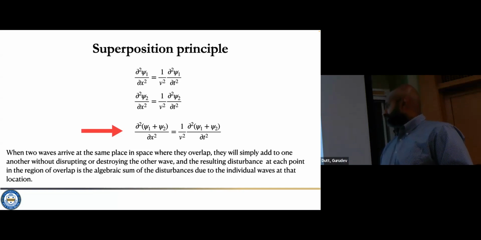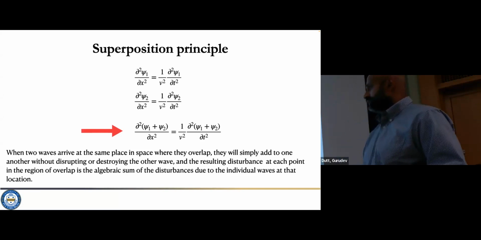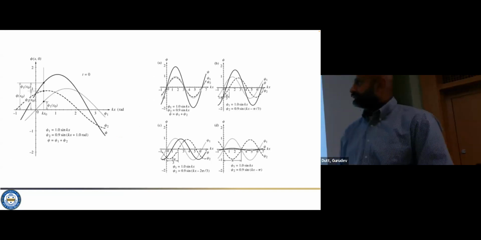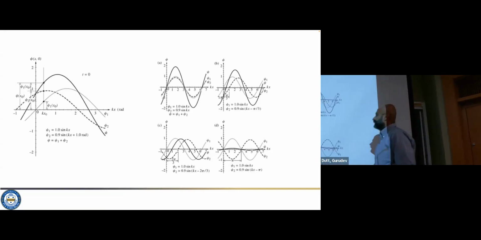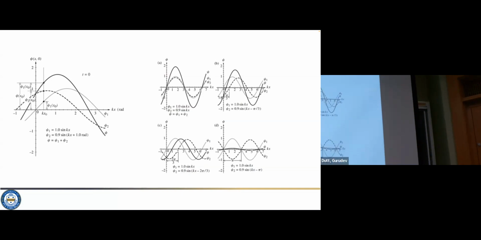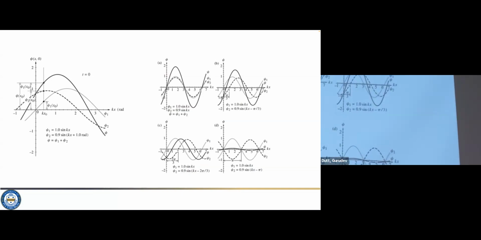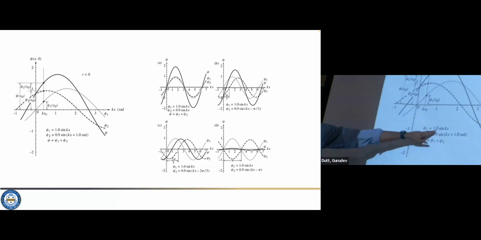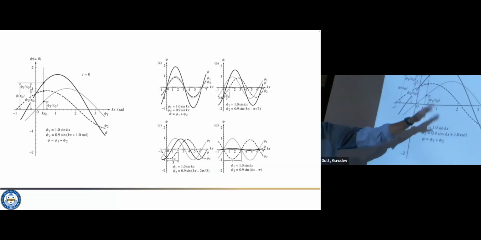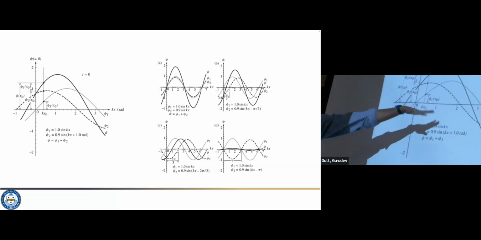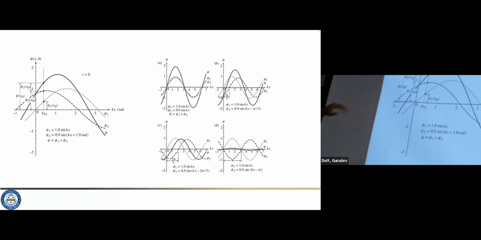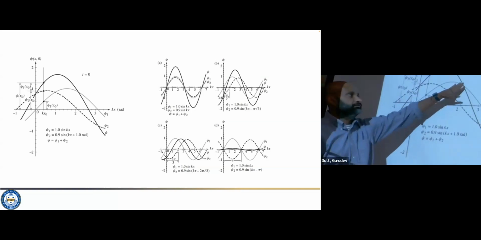The resulting disturbance is just the algebraic sum of the disturbances due to the individual waves at that location. That is illustrated here, so I'll go over to this part. First we see psi1, which is this gray solid line. That is psi1, given by the function 1.0 sine kx, for some k value, at time t equal to 0.